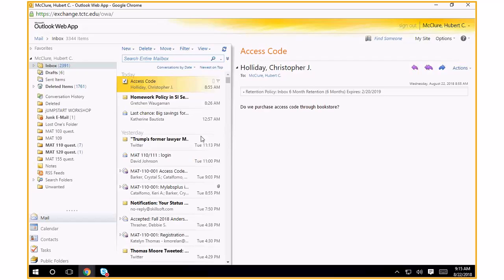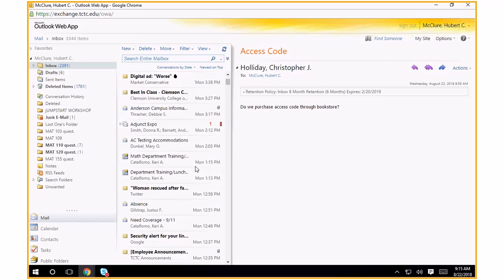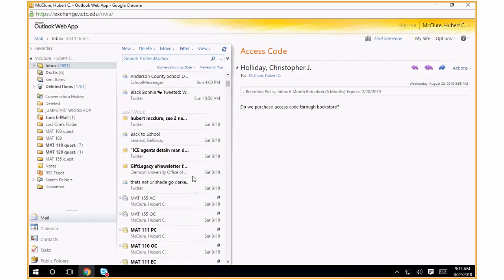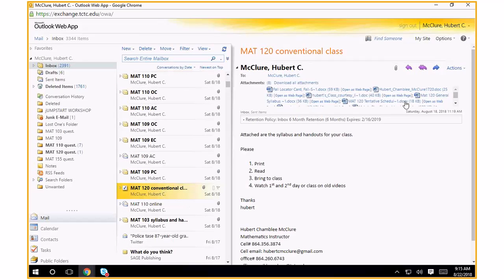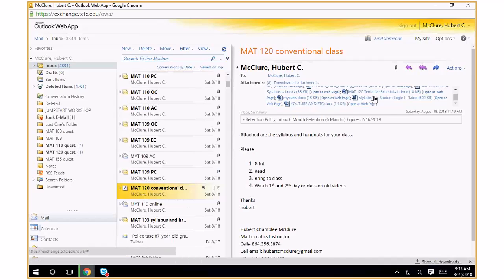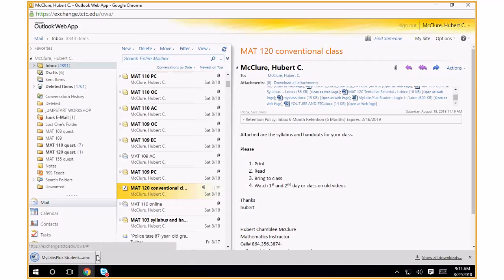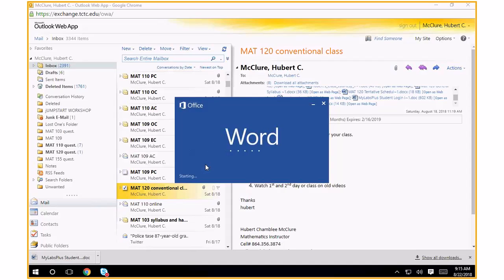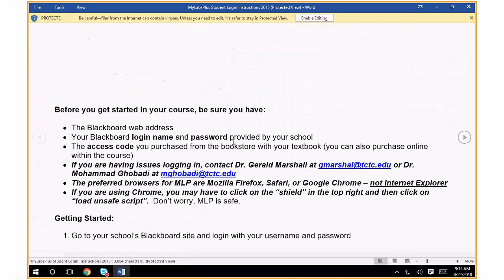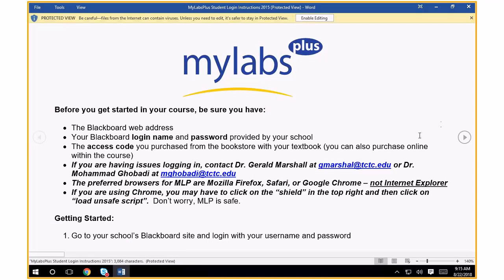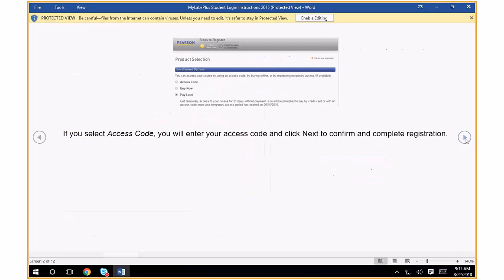Okay, those of you, look at the board. I'm going to pull up the Math 120 email. We pulled it up a while ago, the MyLabs Plus student login. And that's why you need to print it out. Some of you haven't printed it out, but it's printed out back and front because it's a lot of pages.